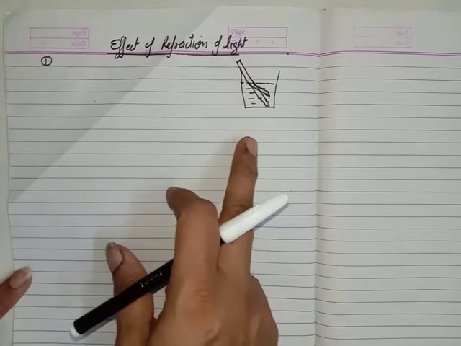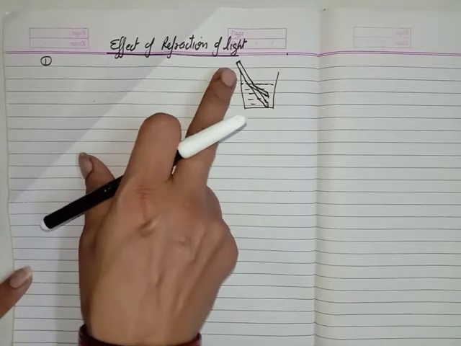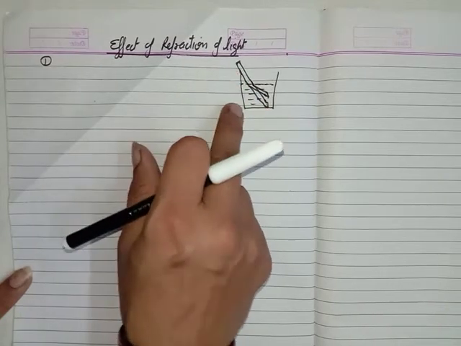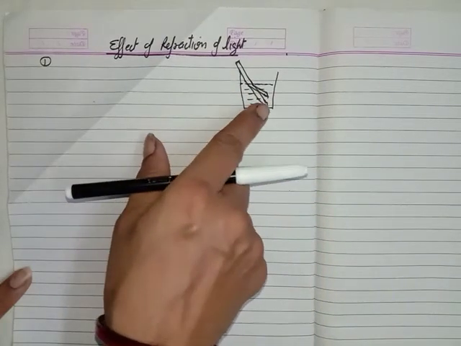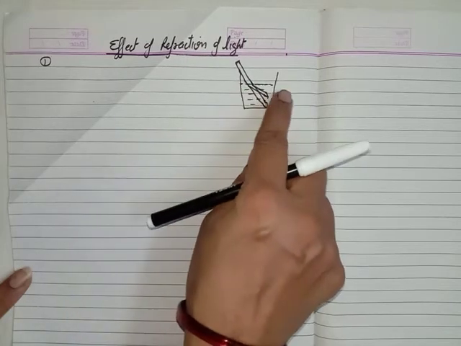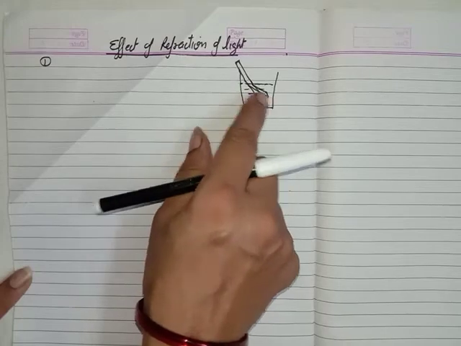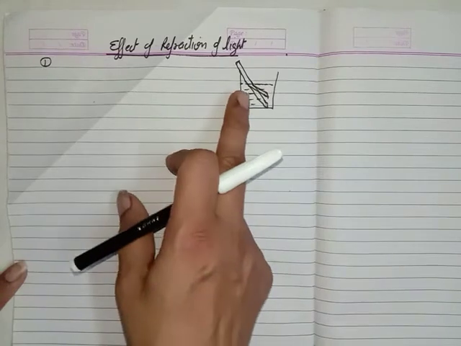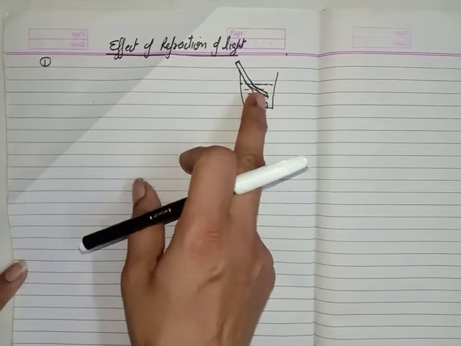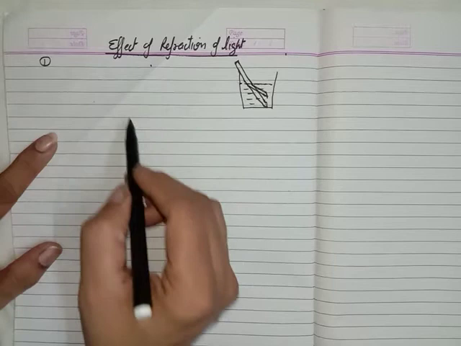For example, this is an example: a pencil held obliquely and partially immersed in water. Suppose this is a glass tumbler and we put some water in it and place a pencil in it. What will happen? At the surface of the water, the pencil appears to be bent. So why does it happen? I will explain this in this lecture, and you have to write all the explanation.